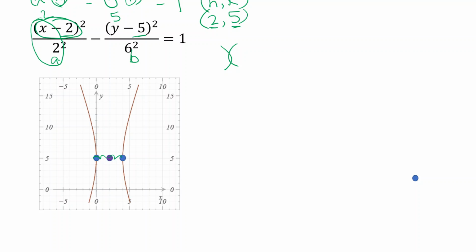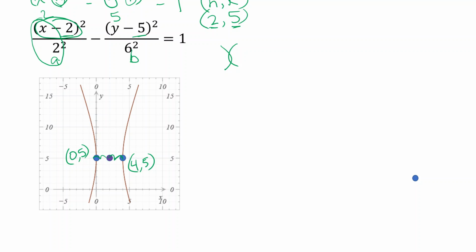So my vertices are, let's see, I'm at 2 here, so I have to go over to 4. So I'm at 4, 5. And on this side, I'm going to go 1, 2 over to 0, 5. So that's what my vertices are.